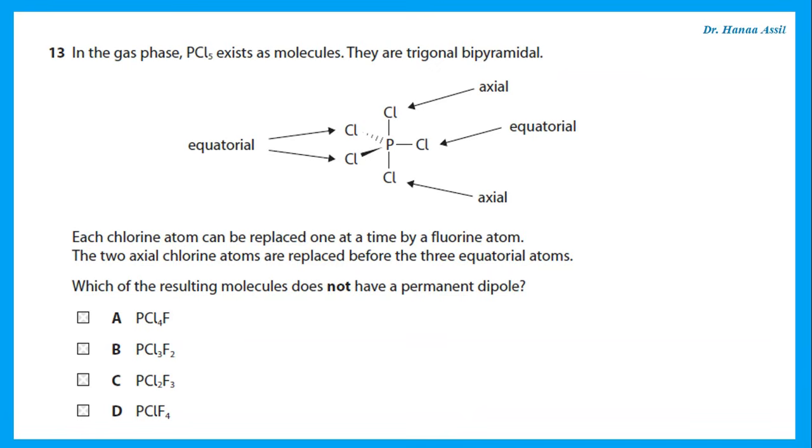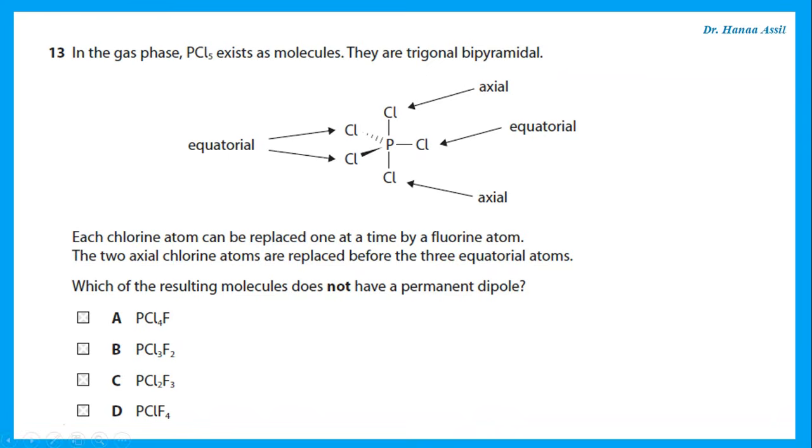Now, which of the resulting molecules does not have a permanent dipole? Remember, if the dipoles are in opposite directions, they cancel. But if they're not, then the molecule would have a dipole. So we're looking for the one that does not have a permanent dipole. That means the one in which the polarities cancel. So let's take them one by one.